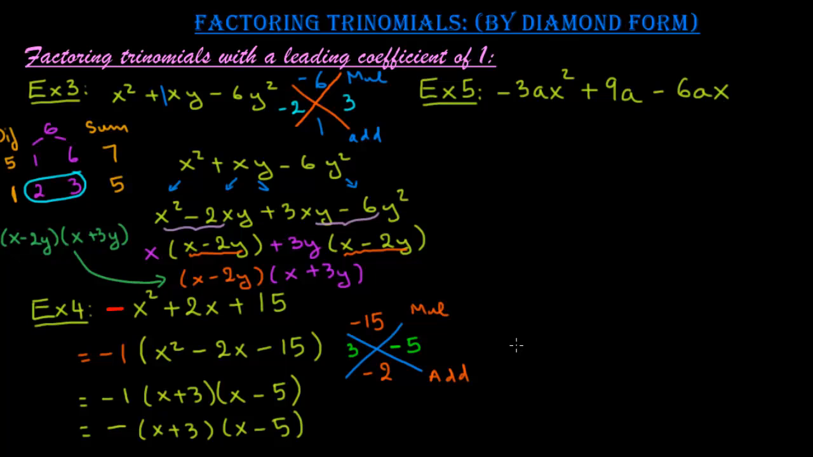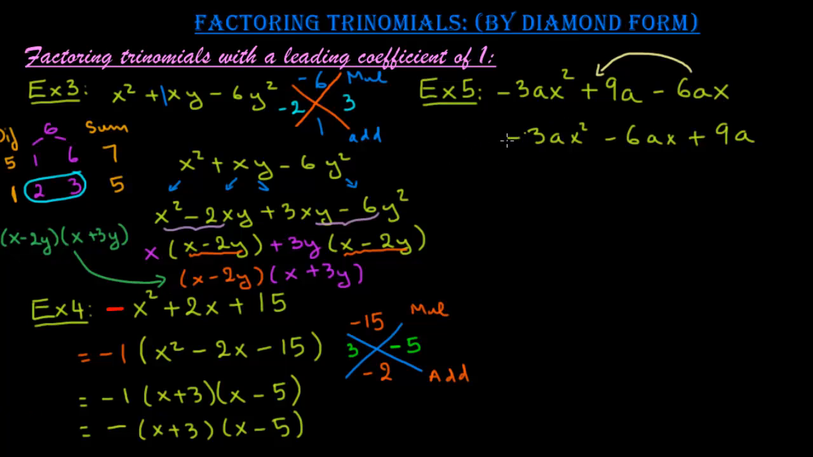Now let's go over the last example. Example 5, we have negative 3a x squared plus 9a minus 6ax. First of all, we need to write them in descending order, which means I'm going to bring this negative 6ax into the middle. So we will have negative 3ax squared minus 6ax plus 9a. Okay, our next step is to find the greatest common factor.